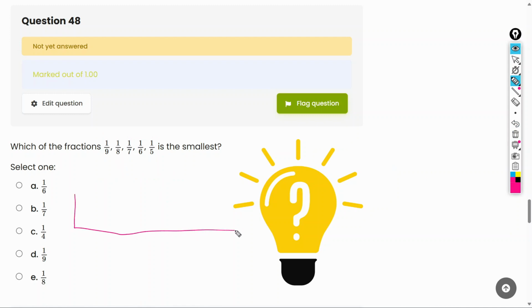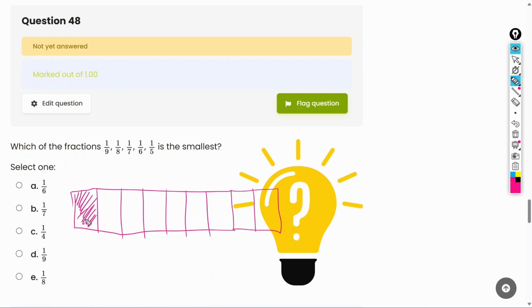1 out of 9 means there are 9 spaces. 2, 3, 4, 5, 6, 7, 8, 9. There are 9 spaces and it's just 1 out of the 9. Now 1 out of 8 means there are 8 spaces and just 1. Imagine 1 out of 4. 1, 2, 3. 1 out of 4, just 1 space. In this case, because there are only 4, 1 out of 4 is way bigger than 1 out of 9.